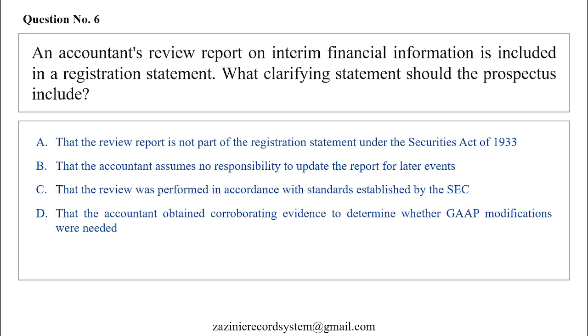Letter D, that the accountant obtained corroborating evidence to determine whether GAAP modifications were needed. Correct answer is letter A. Explanation. Letter A is correct because this is specific, required boilerplate. The prospectus needs to make clear that the review report doesn't carry the same legal status as the rest of the registration statement under the 1933 Act. This matters because a review provides far less assurance than an audit, so investors shouldn't mistake it for one.